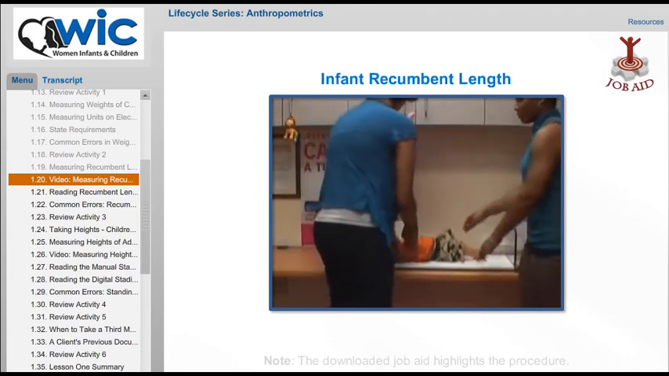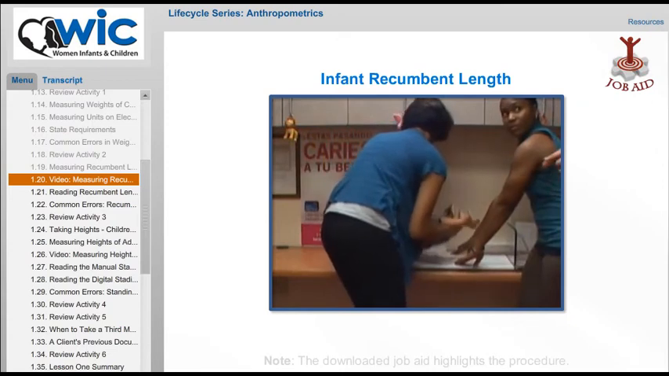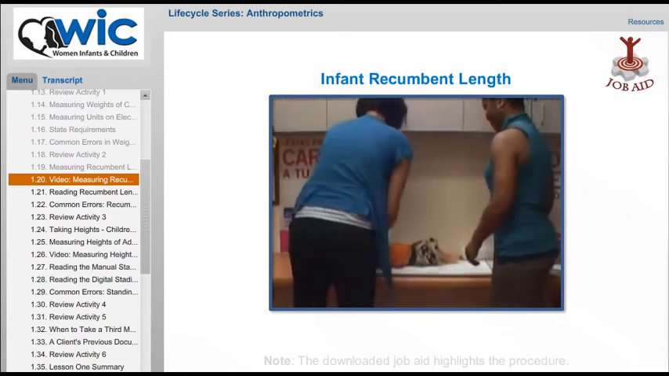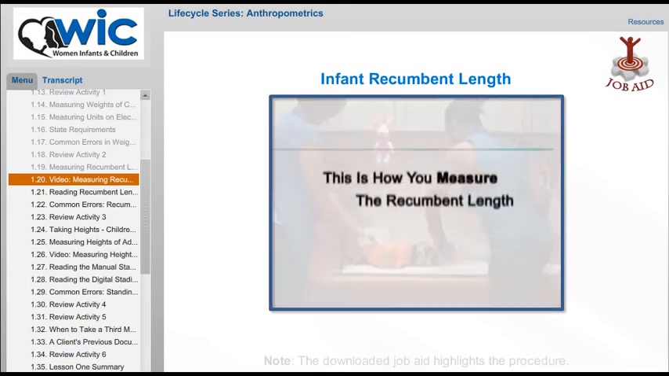Since children are not comfortable in this position, they might become fussy or cry. Keep patient and focus on getting two accurate measurements. With some time and practice, you'll perfect your ability and become very skilled at this technique. This is how you measure the recumbent length of an infant.